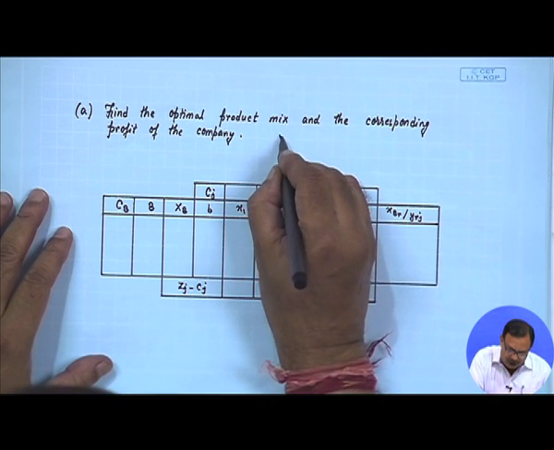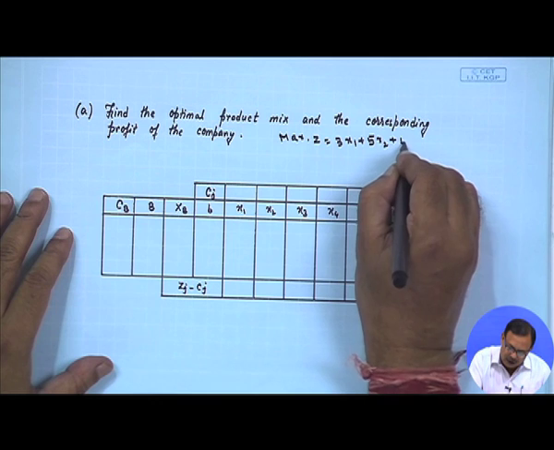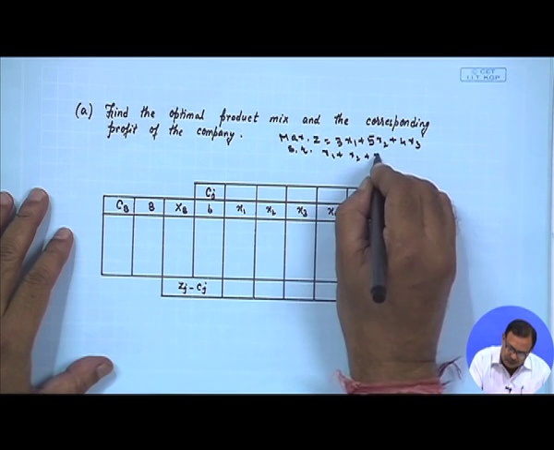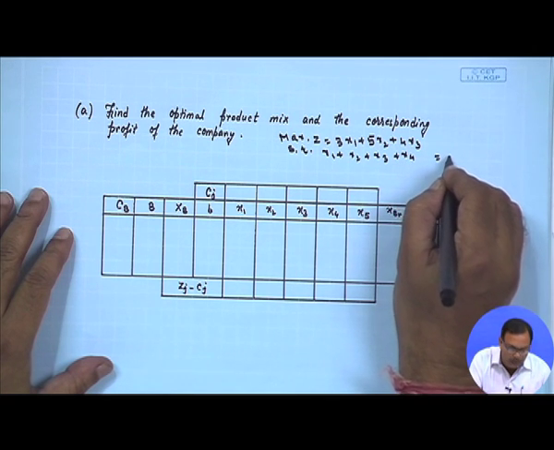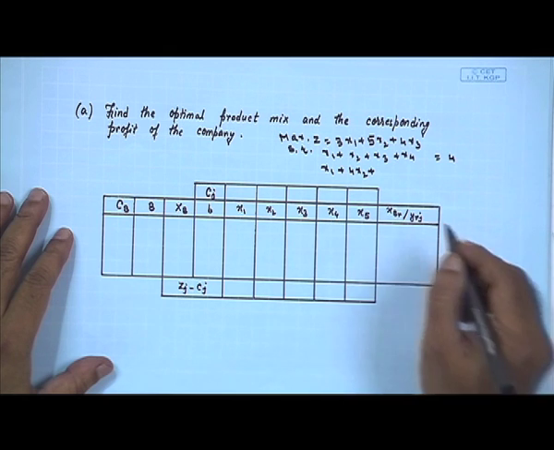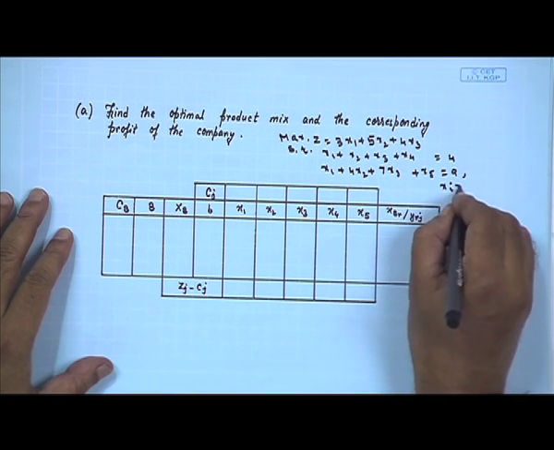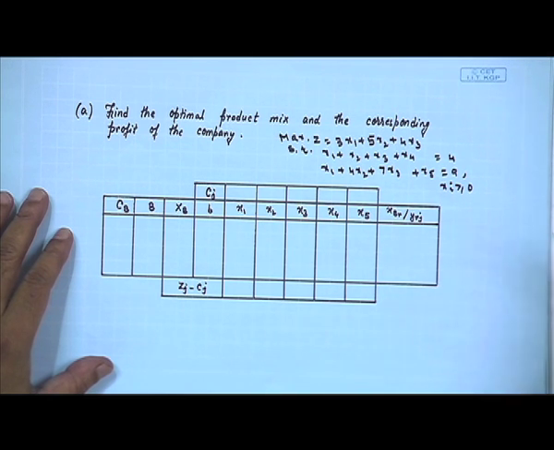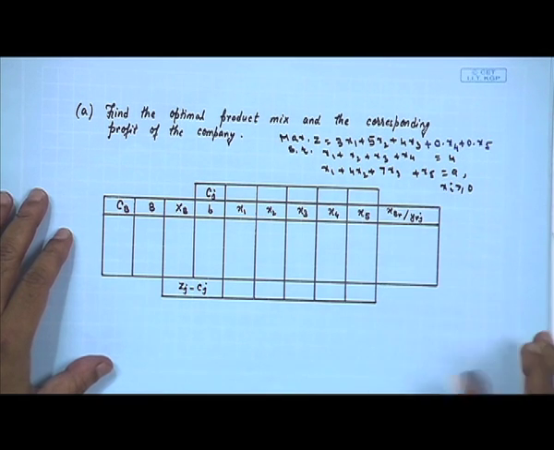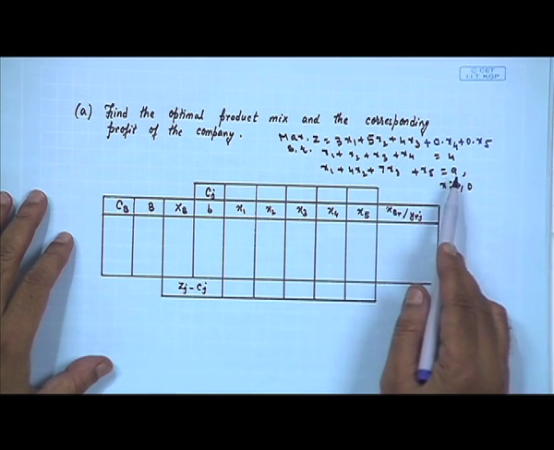So, your problem is maximize z equals 3x1 plus 5x2 plus 4x3, subject to x1 plus x2 plus x3 plus x4 equals 4. The second is x1 plus 4x2 plus 7x3 plus x5 equals 9. The xi's are greater than or equal to 0, and in the objective it will be 0 into x4 plus 0 into x5. So, your original problem is converted into standard form by introducing these variables.